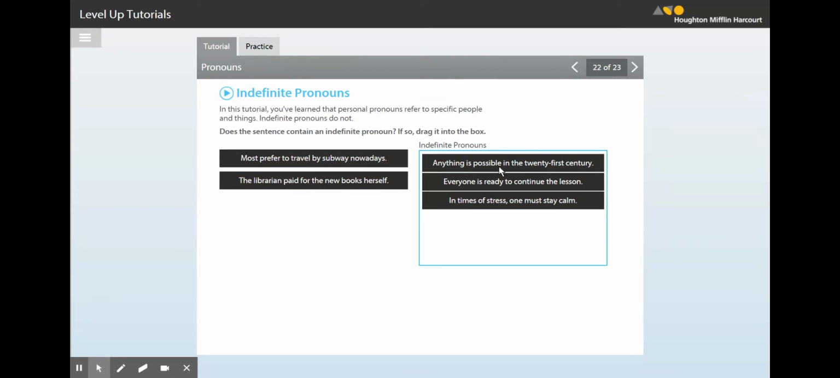So personal pronouns refer to specific people and things, and indefinite pronouns do not. You can see in this example, these are being used correctly and contain indefinite pronouns. Anything is possible in the 21st century. Anything is my indefinite. Everyone is ready to continue the lesson. Everyone is my indefinite. In times of stress, one must stay calm. So anything, everyone, and one are all pronouns that do not indicate a specific person or thing. On this side, most prefer to travel by subway nowadays.